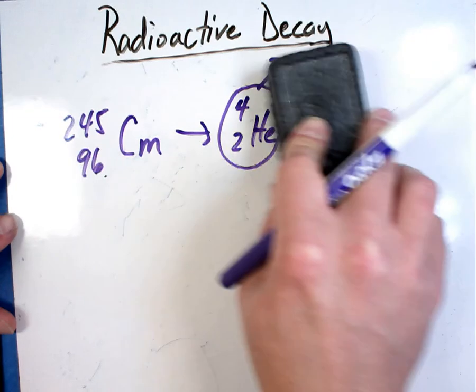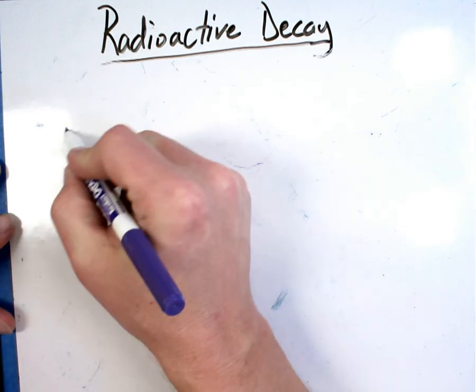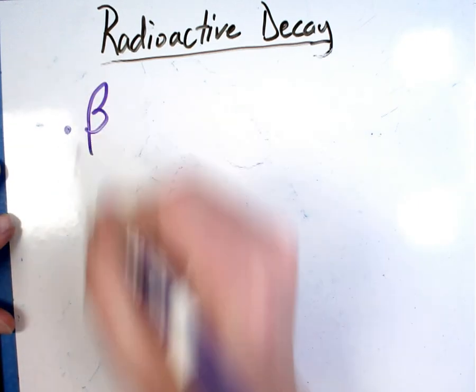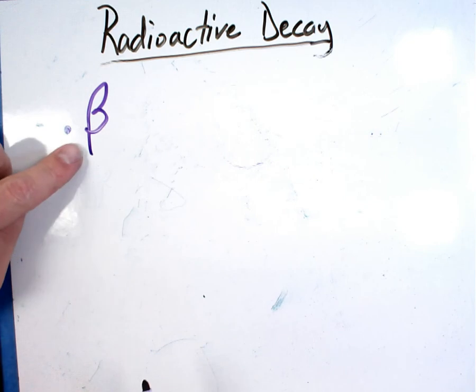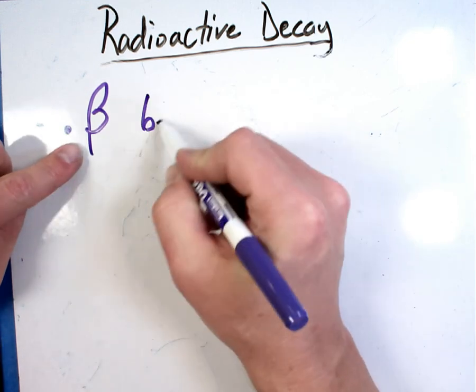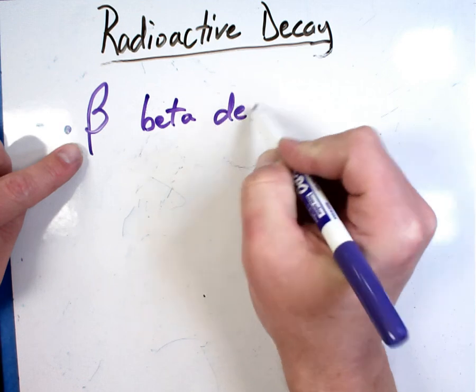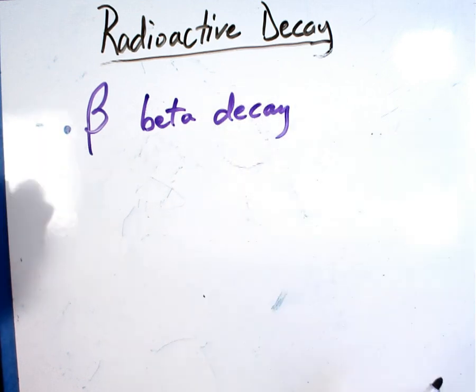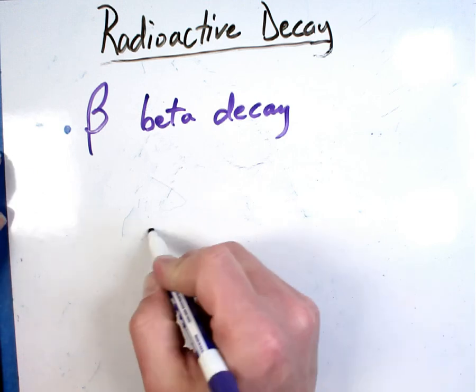That's called alpha decay. The second type of decay is represented like this, and it's supposed to have a long tail on it. It's the Greek letter called beta. So this one's called beta decay. Now, this one's tricky, so you have to watch me very carefully how I do this one. Very carefully on how I work this problem. Now you're going to have to really watch.